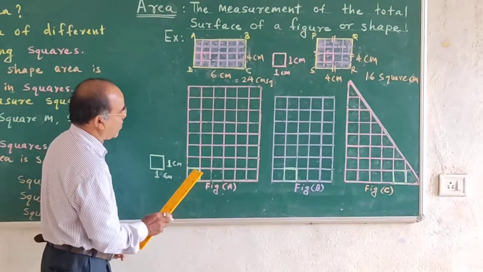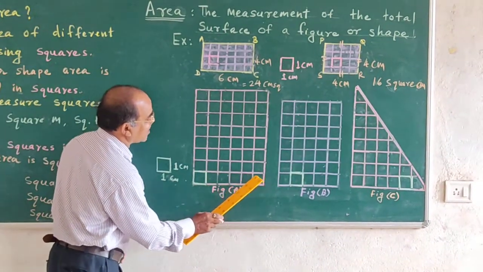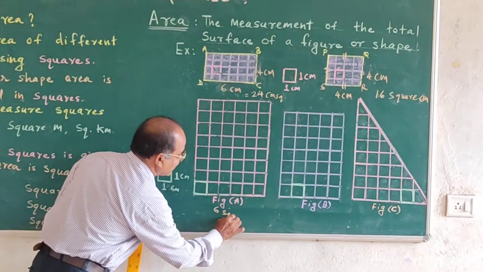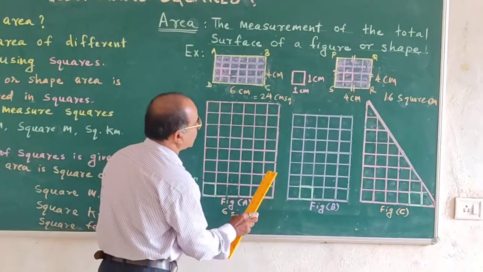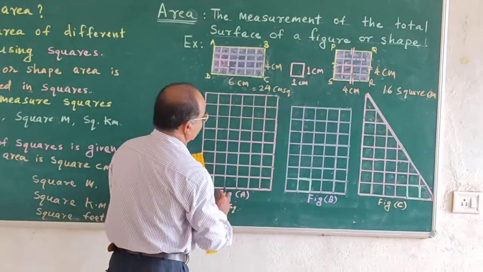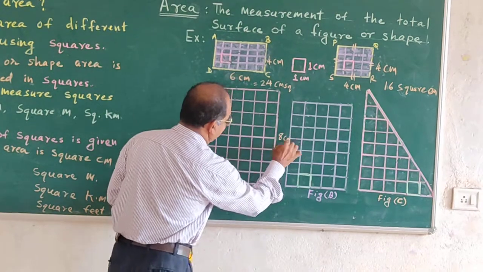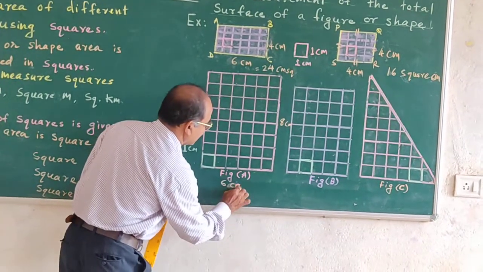First let's count: 1, 2, 3, 4, 5, 6. So we are getting 6 squares. Okay, 1, 2, 3, 4, 5, 6, 7, 8. That means one square is equal to 1 centimeter. So 8 centimeters. This is also 6 centimeters.